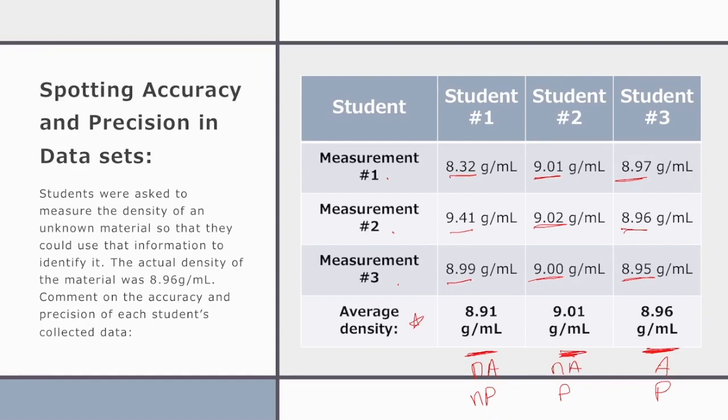So student 1, not accurate, not precise. Student number 2, not accurate but precise. And student number 3 is both accurate and precise.